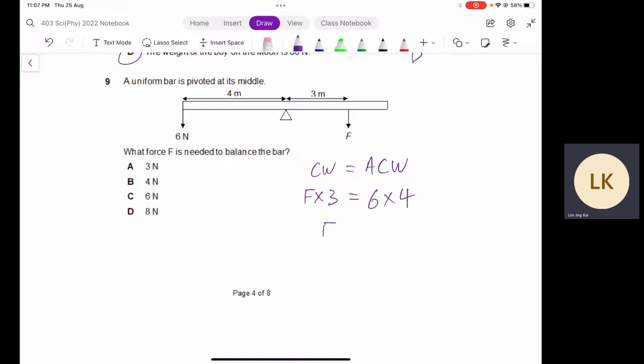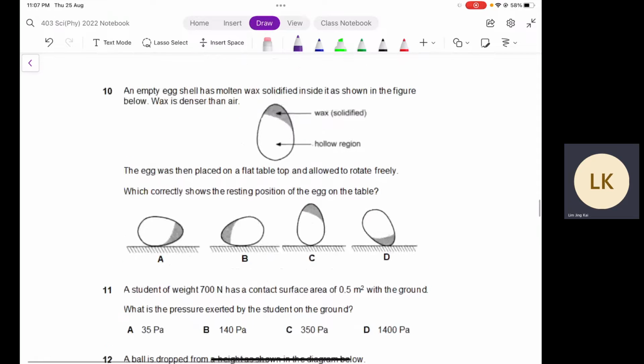So after the first step, it is just mathematical calculation from here on. I'm showing every single step here. The final answer is 8 newtons. So always set up your equation first before you proceed.